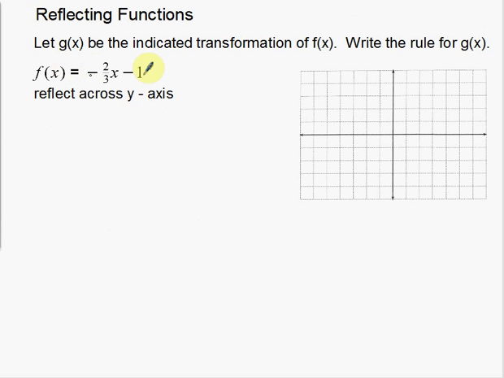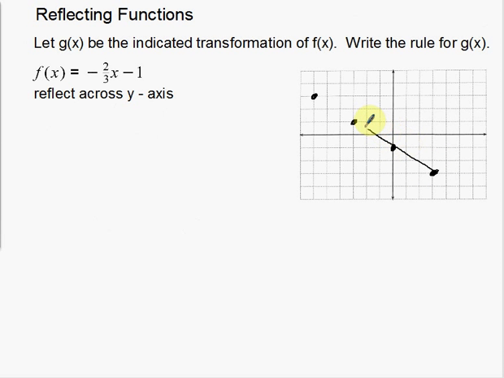Okay, so I'm going to graph f of x first. Do this kind of quickly. So negative 1, then 1, 2, 1, 2, 3. Oh, whoops, I went the wrong way. It's got to be a negative slope, not a positive slope. So 1, 2, 1, 2, 3.